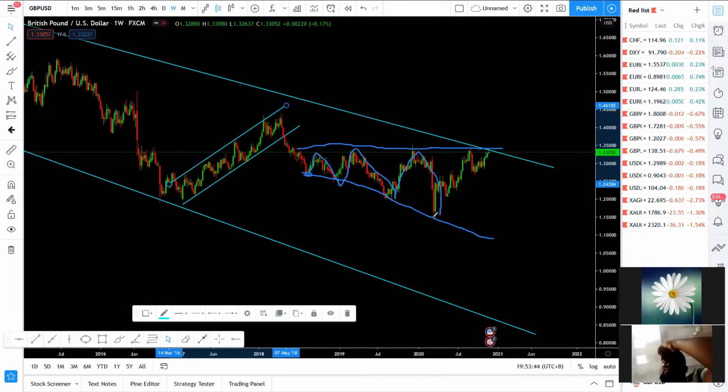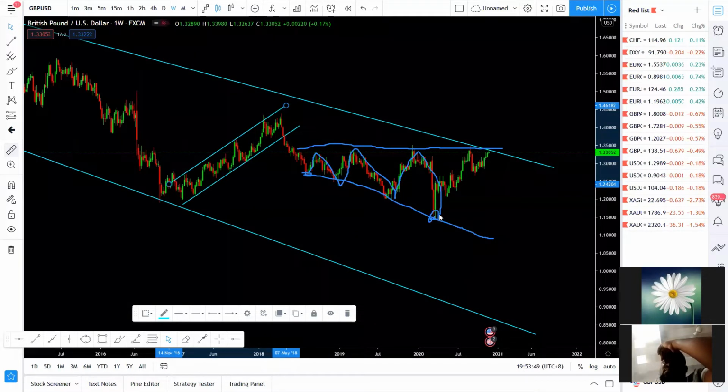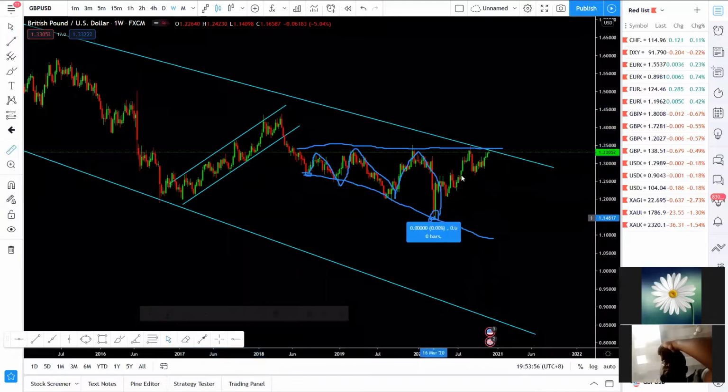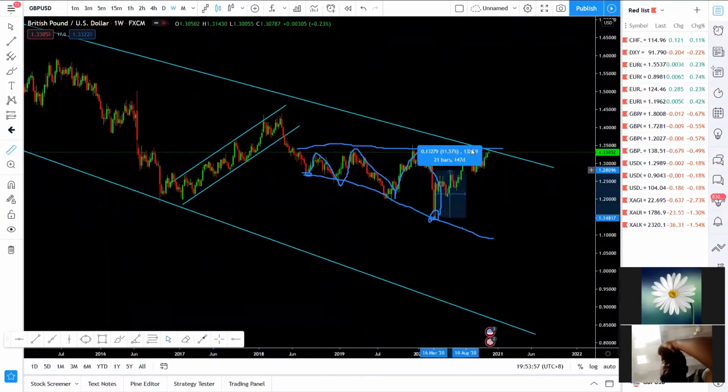So if you caught the pound from this level, let's see how much you would have been able to reap from this end. That's in March of 2020, 16th March 2020. You would have maybe just to the stop here, you would have made a whopping 1932 pips. That is a lot. And it would have taken you 168 days.